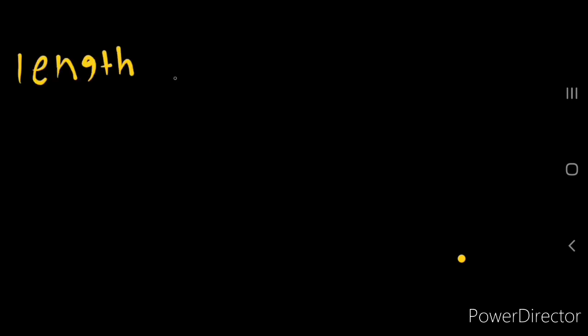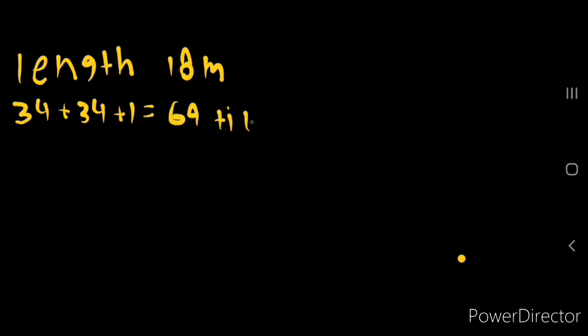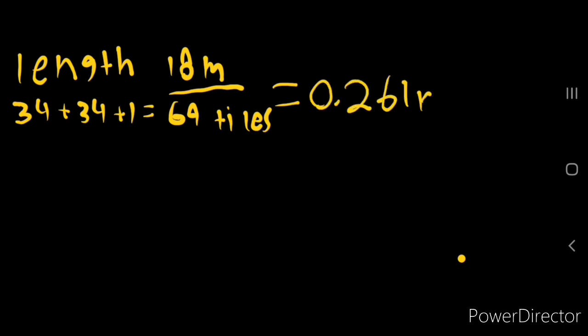So the length of a dodgeball court is 18 meters, because the ADA isn't a real dodgeball league, so I just went with the closest thing I could find. So then I did 34 plus 34 tiles plus 1 tile, and I got 69 tiles. So I divided 18 by 69, and I got 0.261 meters per 1 tile.